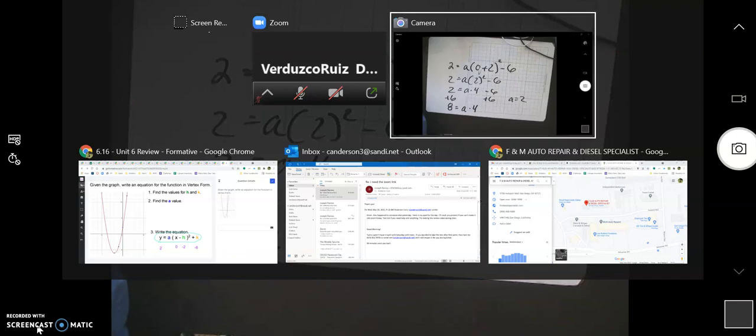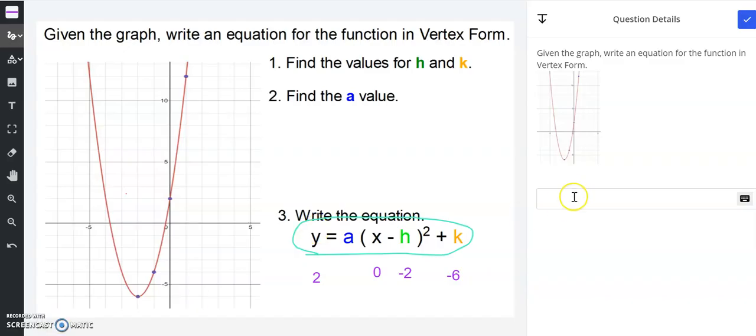So let's go back to our question. So it's y equals, I forgot my a up front. Our a is 2, remember? x plus 2, double negative, squared, and it's minus 6.